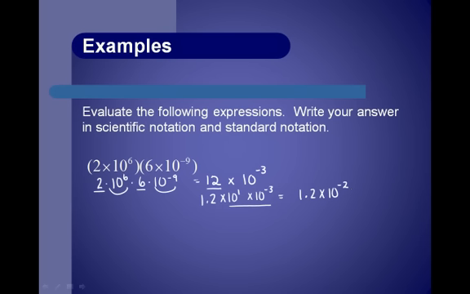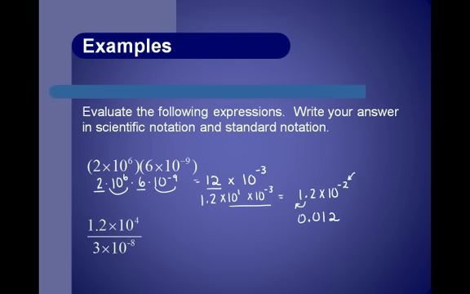Now in standard notation, this means the power is 2, which means we're going to move it 2 places. It's a negative 2, which means we're going to make it smaller. So that would be 0.012.